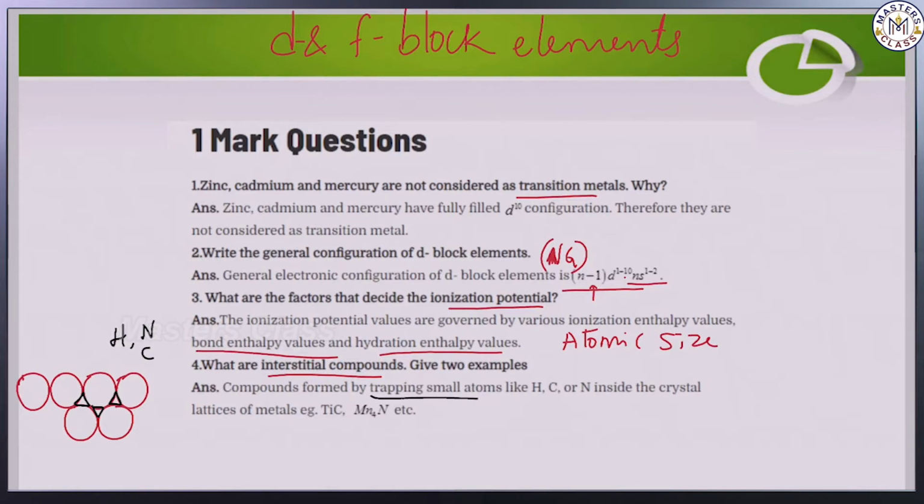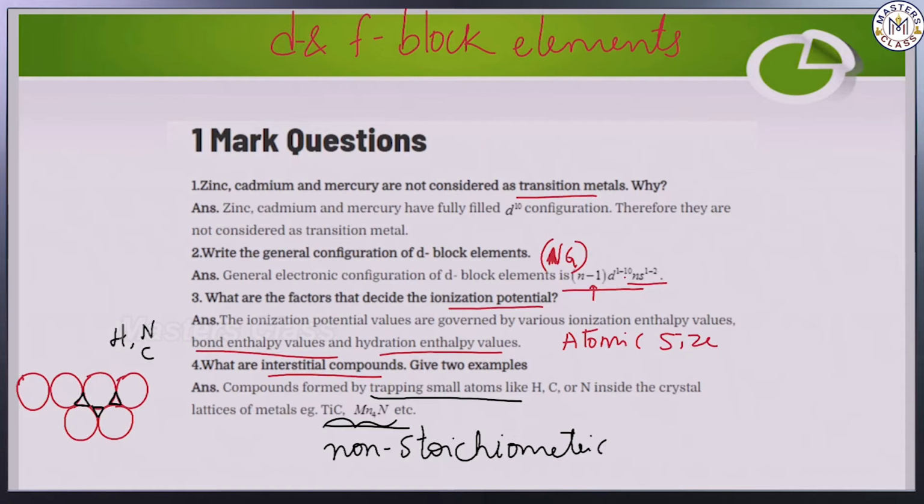Compounds formed by trapping of small atoms like hydrogen, carbon and nitrogen inside the crystal lattice. So example we can give titanium carbide, manganese nitride. But in these, they are non stoichiometric in nature. That is, the ratio of interstitial atoms, be it carbon or hydrogen, with that of the metal, there is no proper ratio. Okay, so they are considered to be non stoichiometric.